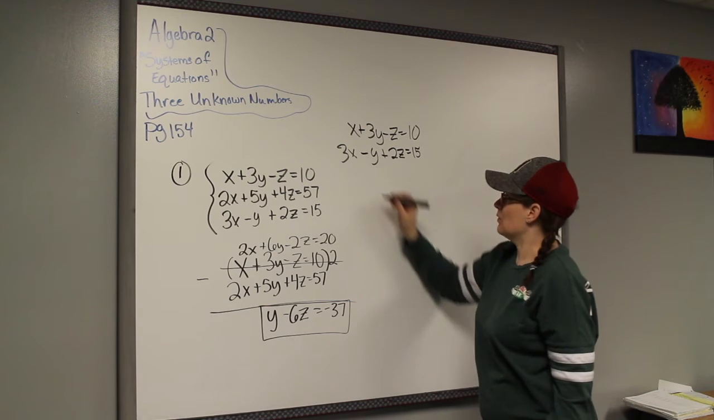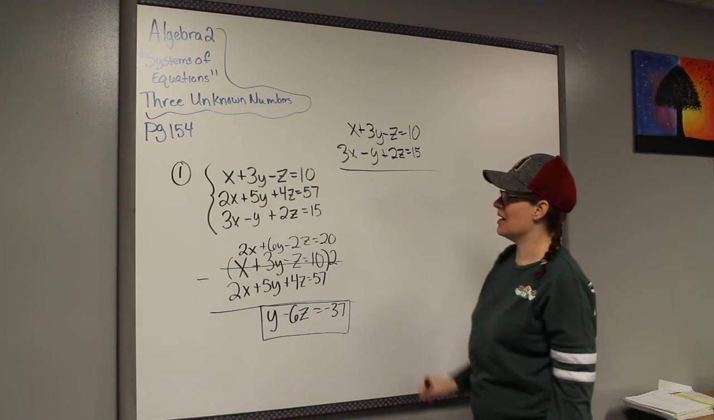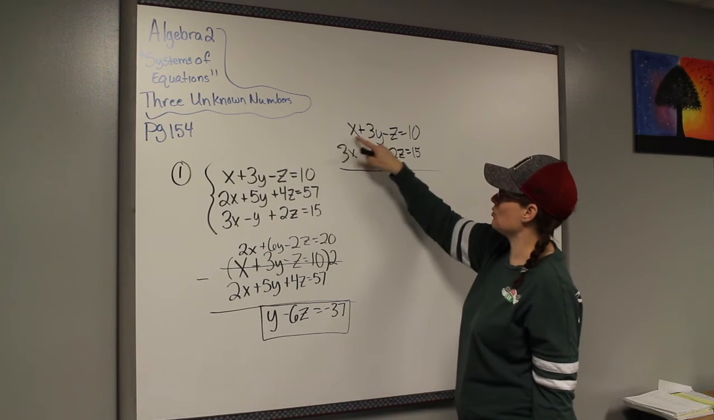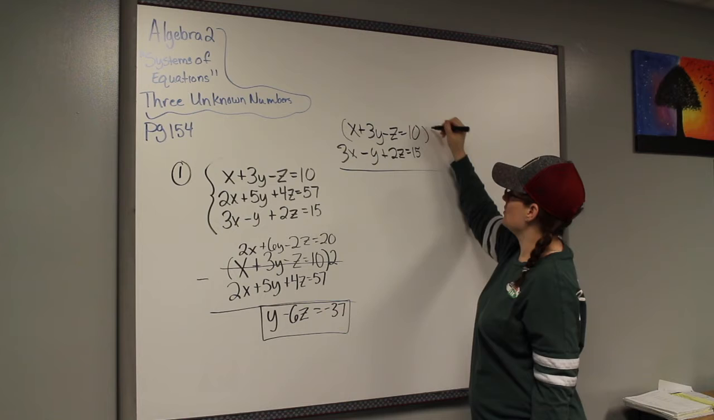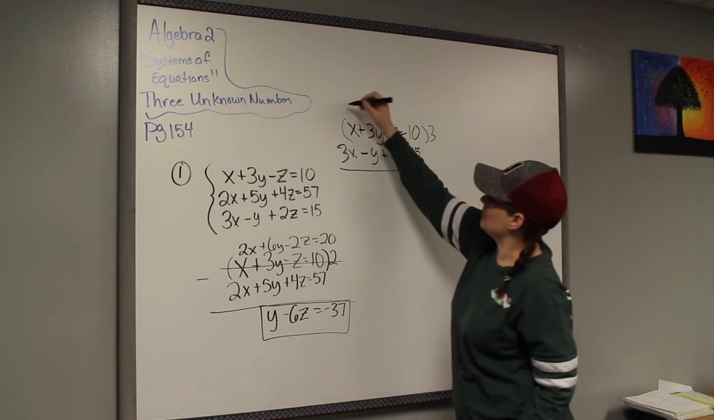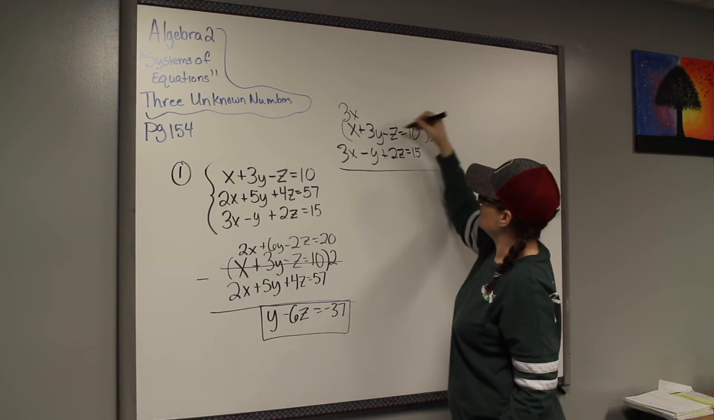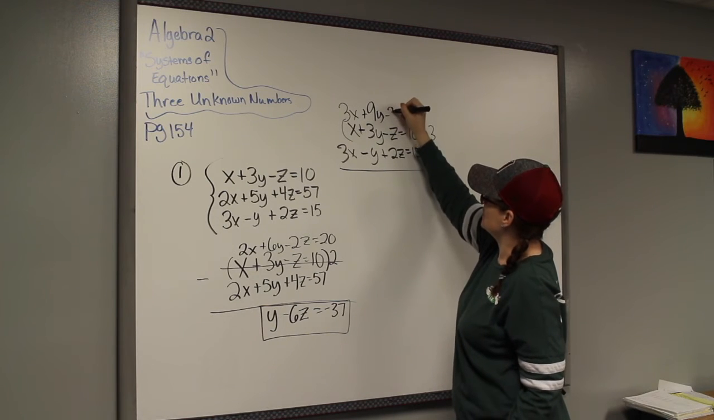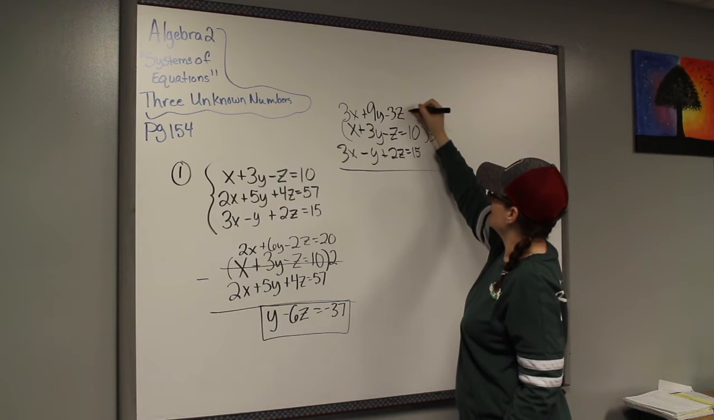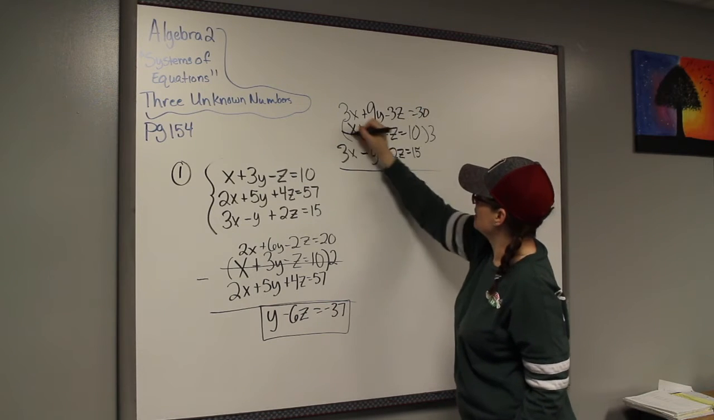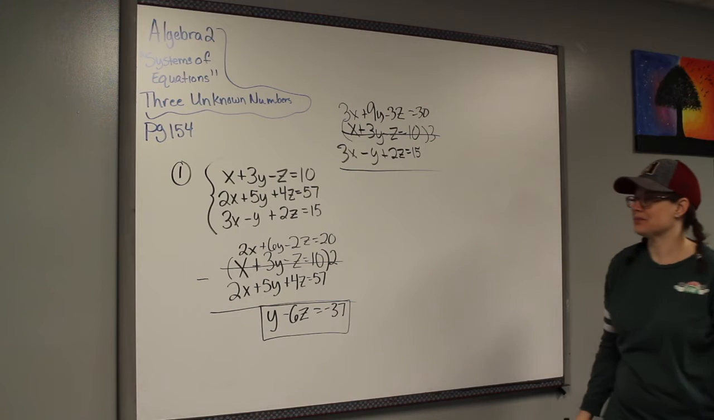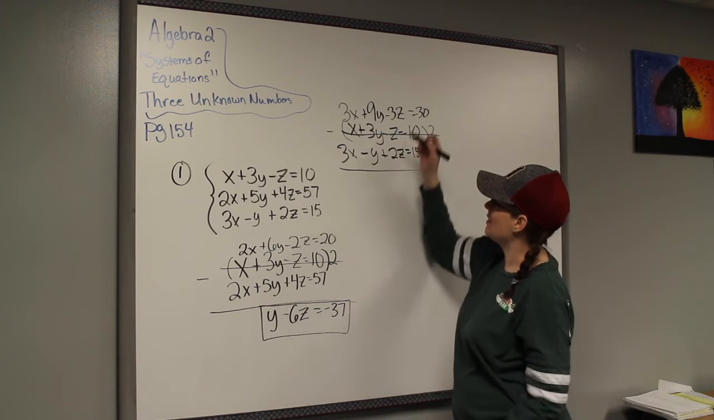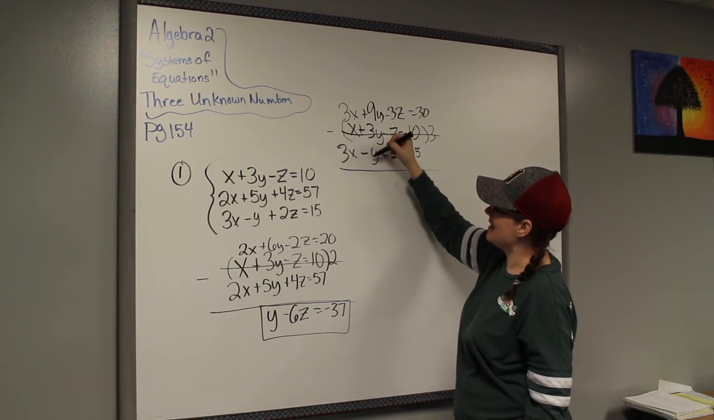So I picked the top one and the bottom one because the top x is the easiest one to manipulate. This is a 3, I need this one to be a 3. So I'm going to multiply by 3, and I'm going to get 3x. 3 times 3 right here would be 9y, and 3 times negative z would just be negative 3z, and equals 30, because 10 times 3 is 30. Okay, I'm going to subtract again to get rid of my x's. 3x minus 3x, nothing. Okay, now I have 9 minus a negative 1.